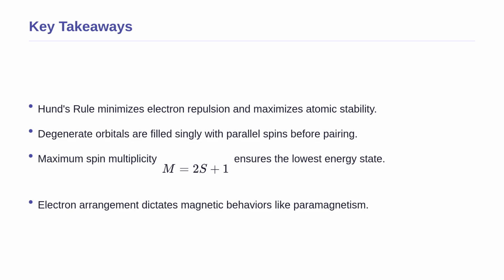We have covered a lot of ground today. So let us summarize the most important ideas. First, Hund's rule of maximum multiplicity is nature's brilliant way of minimizing electron repulsion and maximizing stability within an atom. Second, we learned that by filling degenerate orbitals singly with parallel spins before pairing them up, atoms achieve their lowest possible energy state. We saw this mathematically through the spin multiplicity formula and visually through our orbital diagrams.